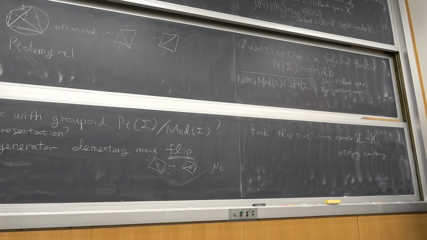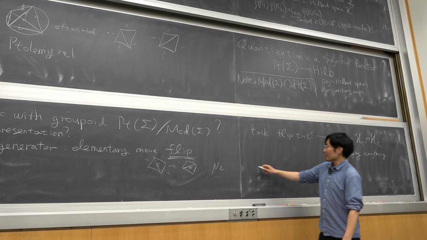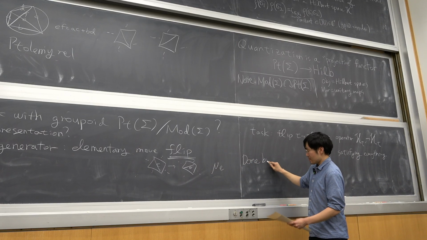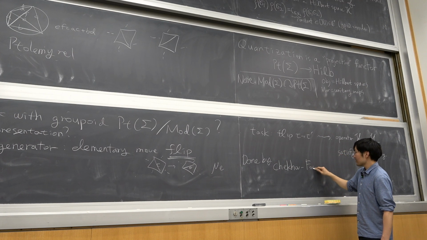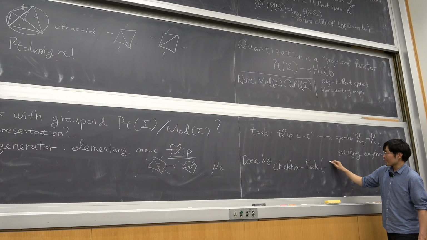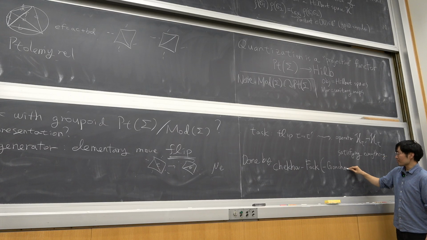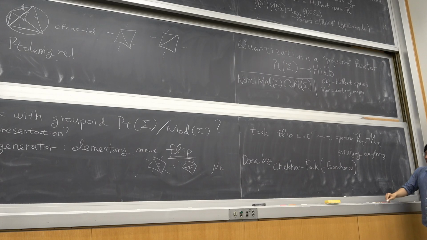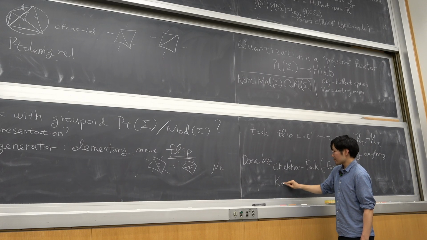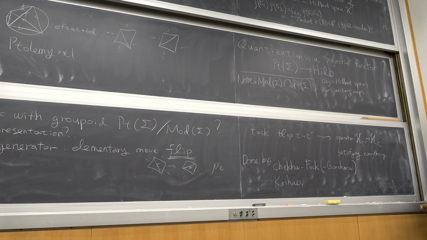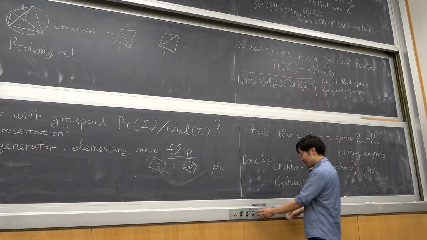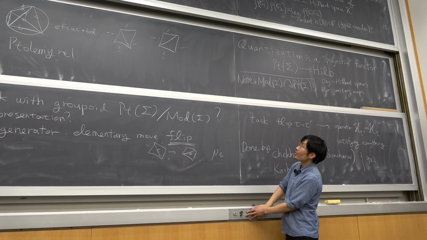And let me just give you the names of people who came up with this for the first time. So done by Chekhov and Fock. And later this is developed by Fock and Goncharov to more general setting of quantum cluster varieties, and independently by Kashaev. So they're roughly speaking two developments independently, and both are in the 90s. So that's the finite type story about quantum Teichmüller theory.